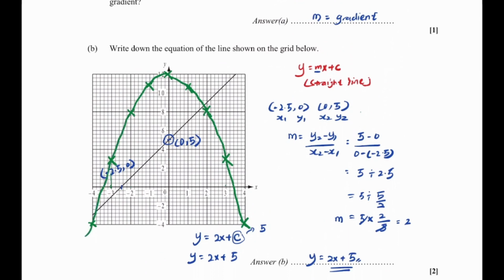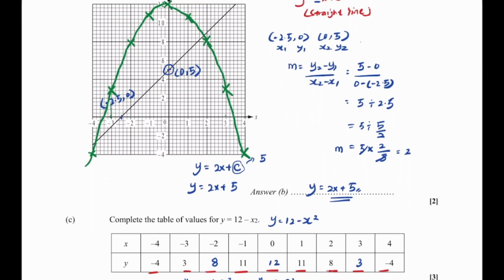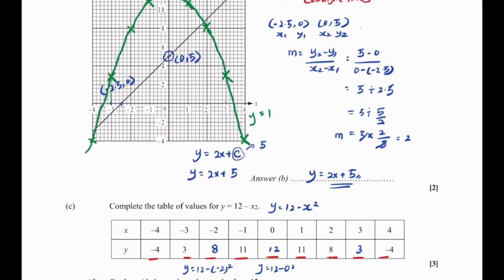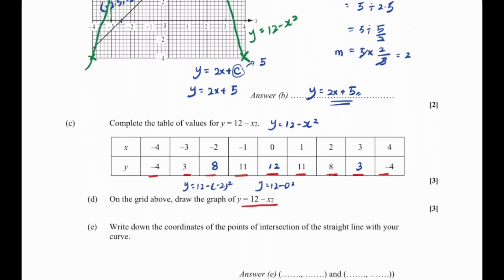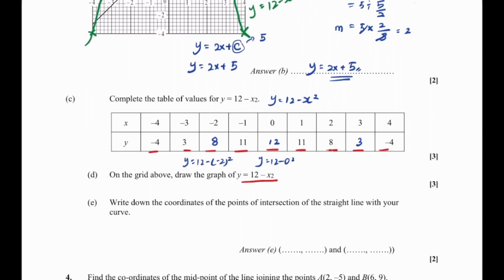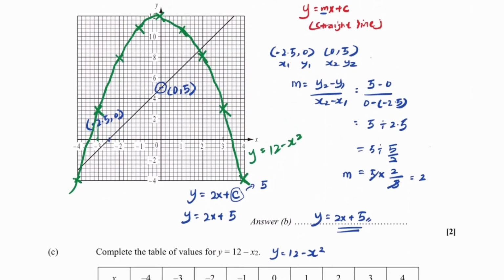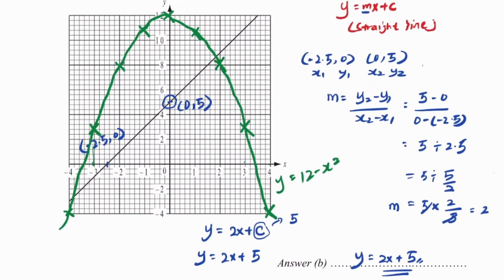Okay, so that's how your curve looks like. It's not the perfect one, but it shows the pattern of the curve. So make sure after you're done sketching, please label your equations. Okay. Write down the coordinates of the points of intersection of the straight line with your curve. So the key words here are points of intersection. The point where both the curve and the line meet. So there's this point and this point.